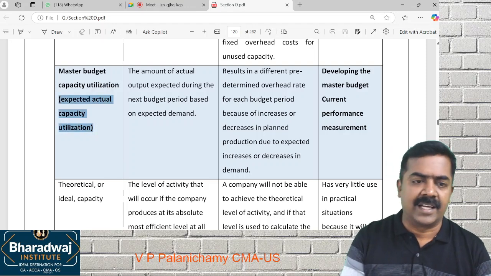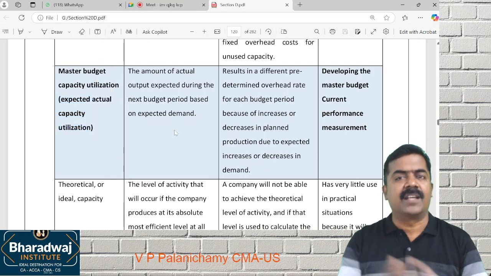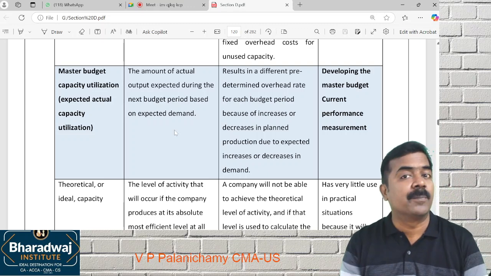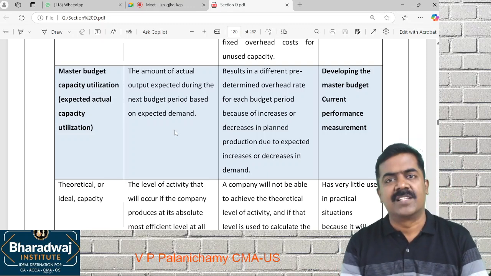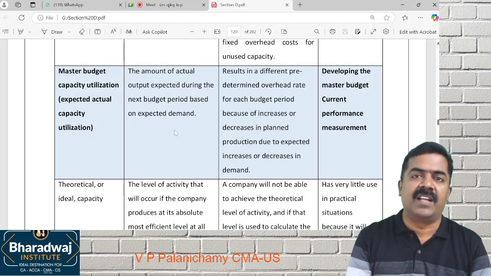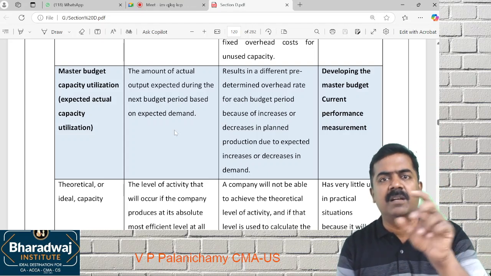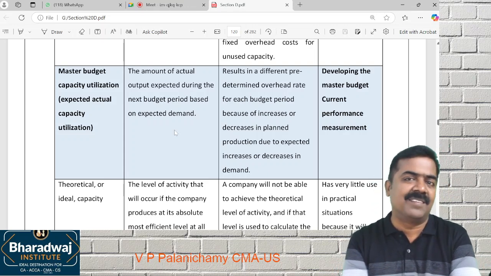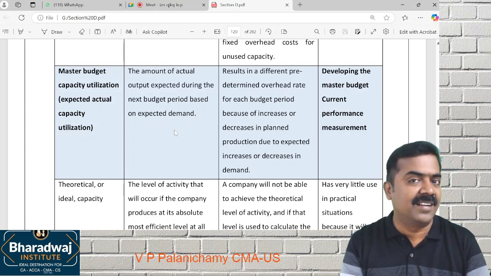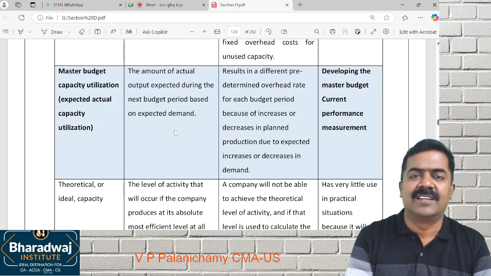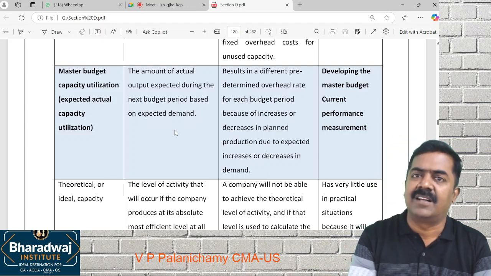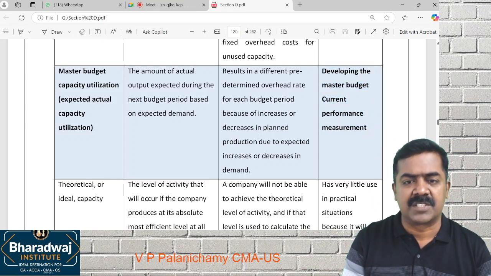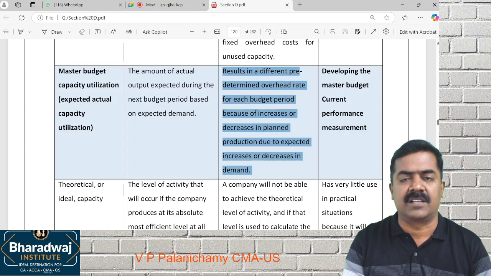Expected actual capacity utilization can be calculated based on demand. It can be calculated based on availability of raw material, depending upon what constraint you are facing. For example, if the constraint is availability of labor, based on available labor, we'll manufacture. If the constraint is availability of material, based on the material, we'll manufacture this many units. If the constraint is demand for the product, then the production will be scheduled based on the demand for the product. So the budget is prepared based on the constraint.